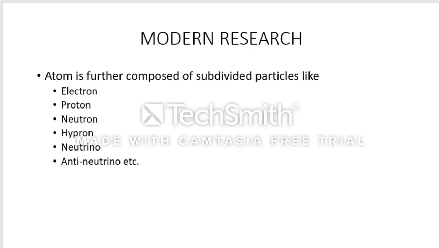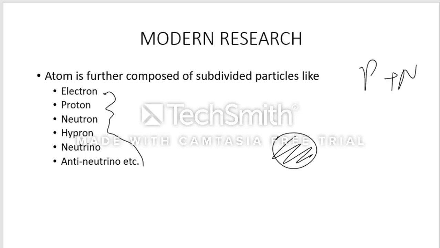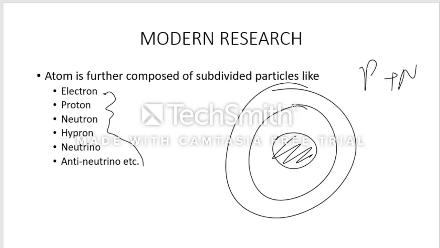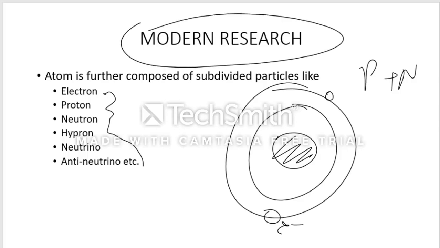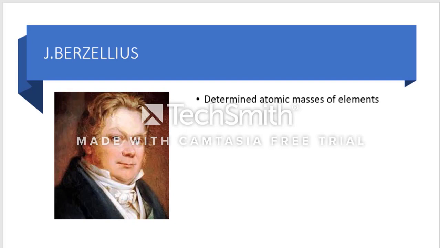Modern research shows that the atom is not the smallest unit. It is further subdivided into electron, proton, neutron, and hyperon. The atom consists of the nucleus, and the nucleus has protons plus neutrons in it, and there are shells around it which have the electrons. They are further subdivided, and this is the modern research on which work is still to be done. Then Berzelius came and he determined the atomic masses of the elements.